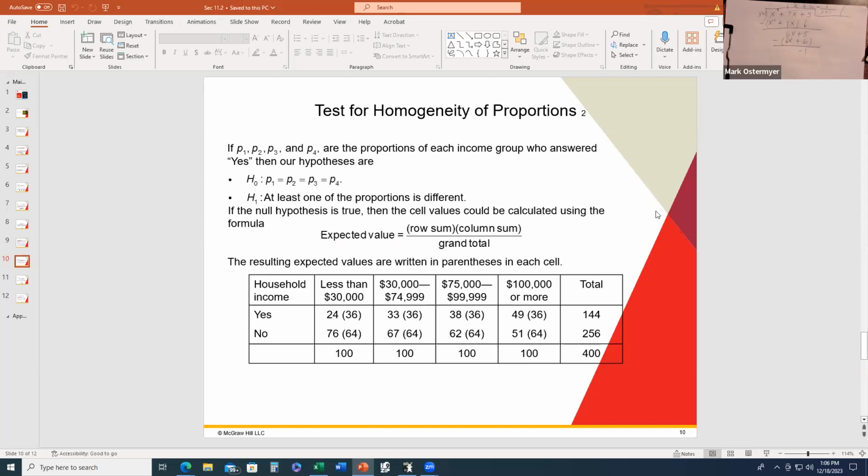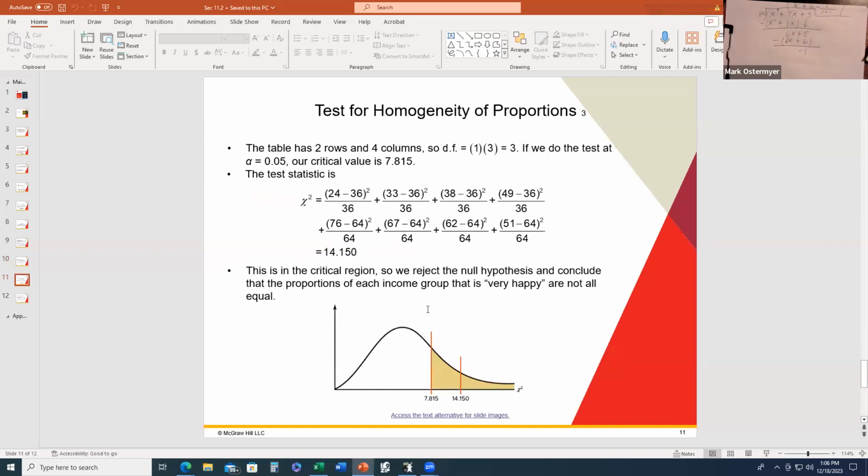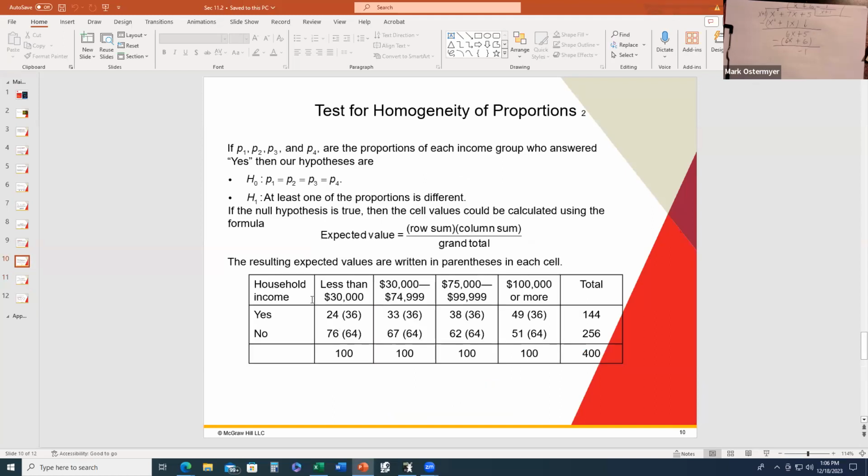And then, ladies and gentlemen, we would basically use the same formula for the test statistic here. And notice the degrees of freedom is still the same. It's the number of rows minus one times the number of columns minus one. So that's going to be two rows minus one times four columns minus one. That's going to give you degrees of freedom of three.